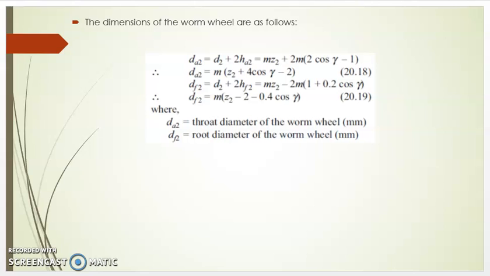The dimensions of the worm wheel are as follows. DA2 is equal to D2 plus 2HA2, which is equal to MZ2 plus 2M into (2 cos gamma minus 1). Therefore, DA2 is equal to M into (Z2 plus 4 cos gamma minus 2). DF2 is equal to D2 minus 2HF2, which is equal to MZ2 minus 2M into (1 plus 0.2 cos gamma). Therefore, DF2 is equal to M into (Z2 minus 2 minus 0.4 cos gamma), where DA2 is equal to throat diameter of the worm wheel in mm. DF2 is equal to root diameter of the worm wheel in mm.